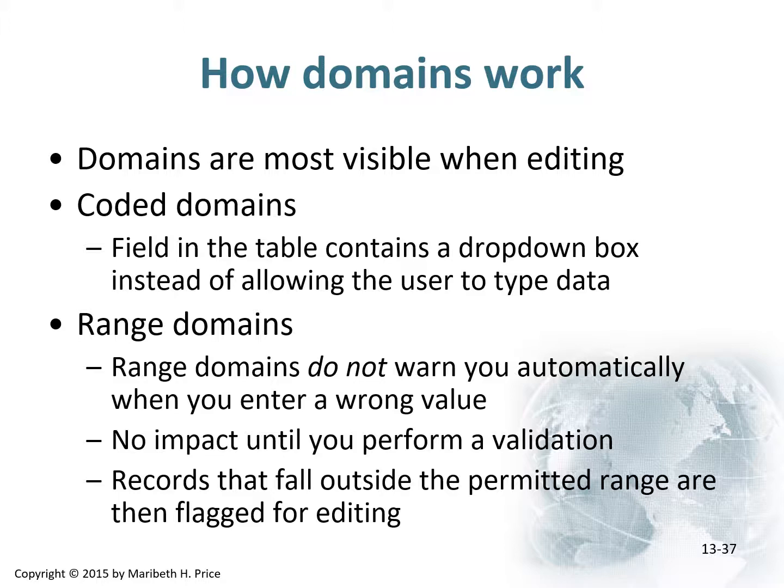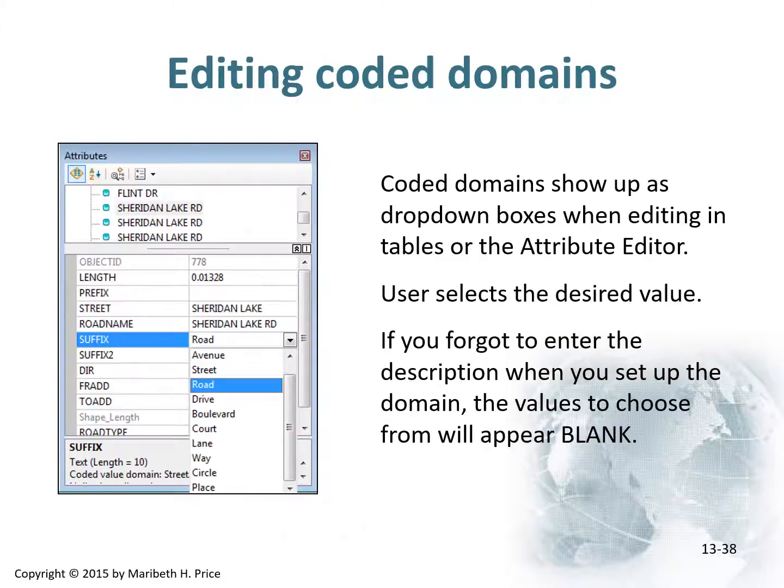Domains are most visible when you're editing stuff. Coded domain fields in the table contain a drop-down box instead of allowing the users to type in data. That can be very helpful. Range domains do not warn you automatically when you enter a wrong value. There's no impact on you until you perform a validation. So just like checking any kind of topology, when you check to validate entries, if things exceed the ranges on a range domain that you have in place, it will identify that. Records falling outside of it are flagged for further editing.